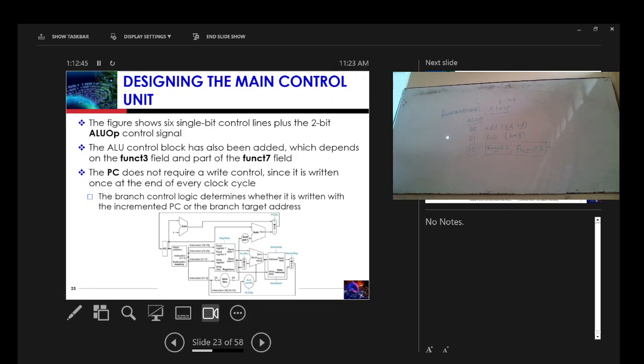So here, we have mem to register, right? It's our control line, and that line can be a 1 or a 0, right? So if it is a 1, what does that mean?